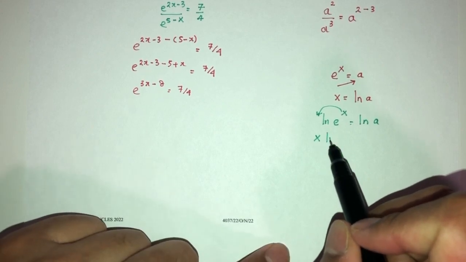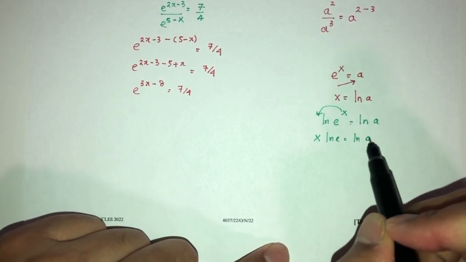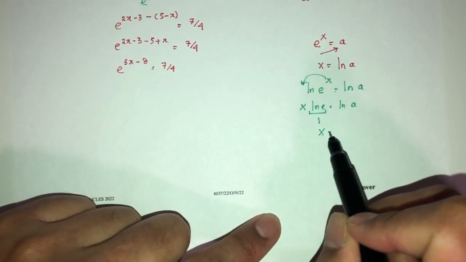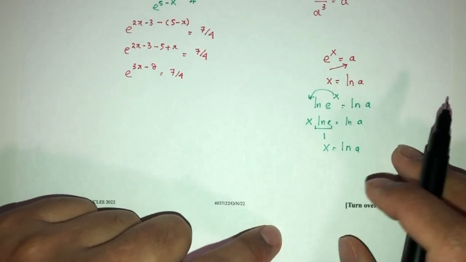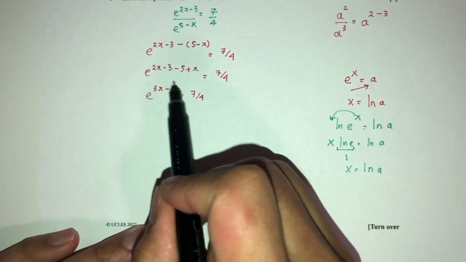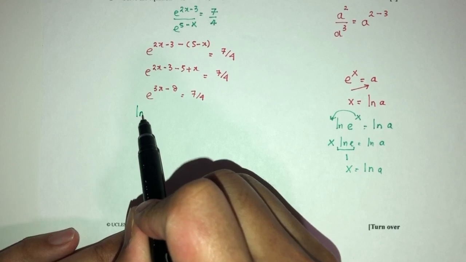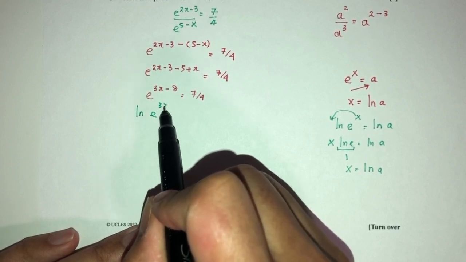And then here you will have ln of e is equal to ln of a, while ln of e is equal to 1, so x will become ln of a. Hopefully you understand the idea behind this. So to get the top, I have to apply ln on both sides. So let me do the long way. So ln on both sides, that's the first step.